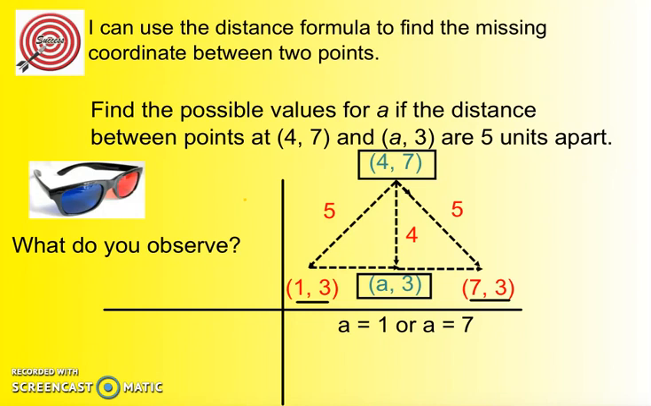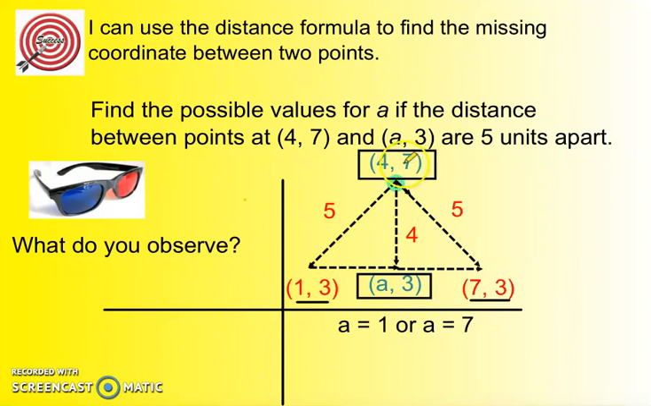Okay, so here's our situation. It says find the possible values for A if the distance between points at (4, 7) and (A, 3) are 5 units apart. Okay, so let's make some observations. What do you notice? Well, I notice that we only for sure know the point (4, 7). And so I notice that it has been plotted on this coordinate grid and it's right there.